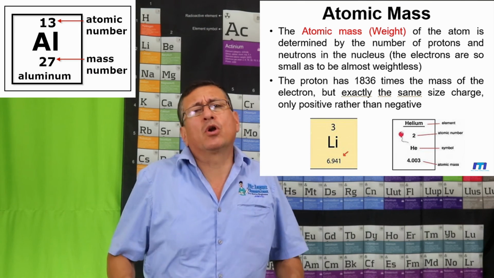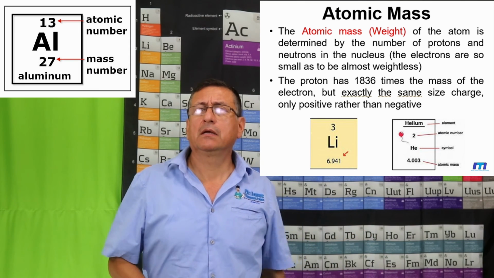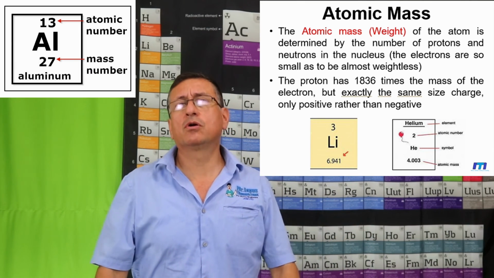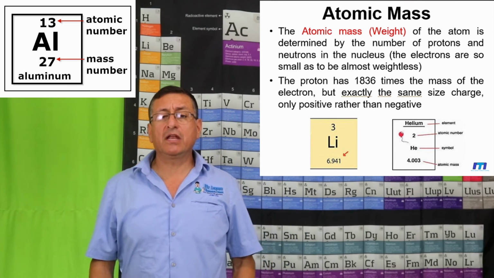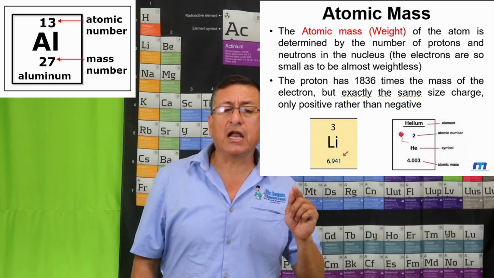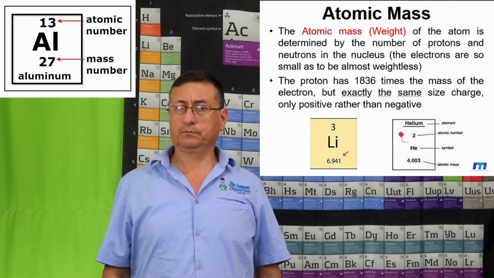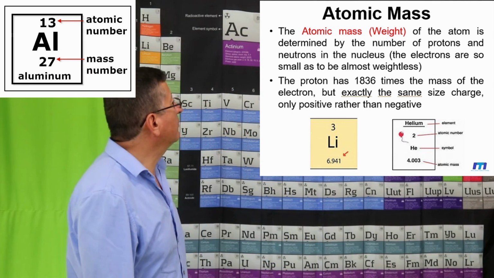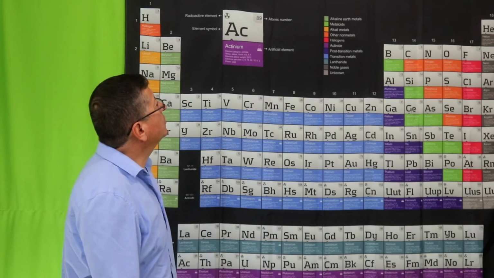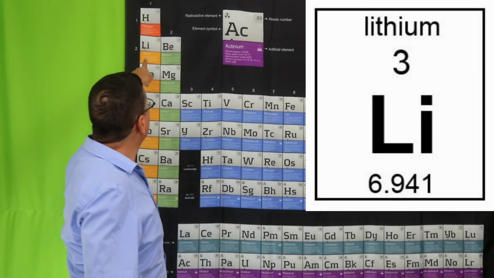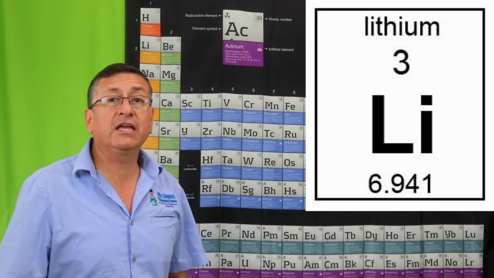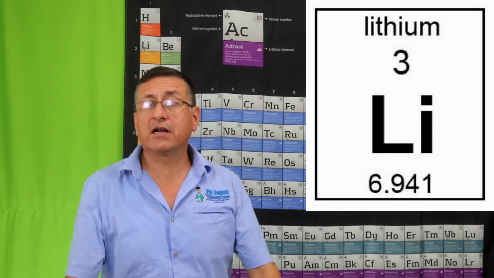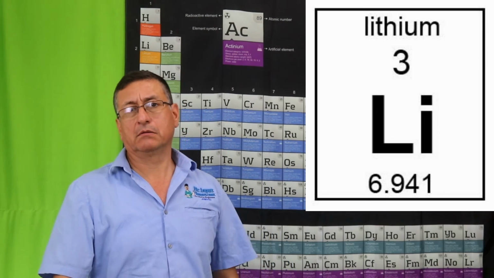The atomic mass, or atomic weight, depending on how each book refers to it, of an atom is determined by the number of protons and neutrons in the nucleus. Let me explain what is the meaning of that. For example, we are going to check lithium. The atomic number of lithium is 3. However, the atomic weight of lithium is 6.9.